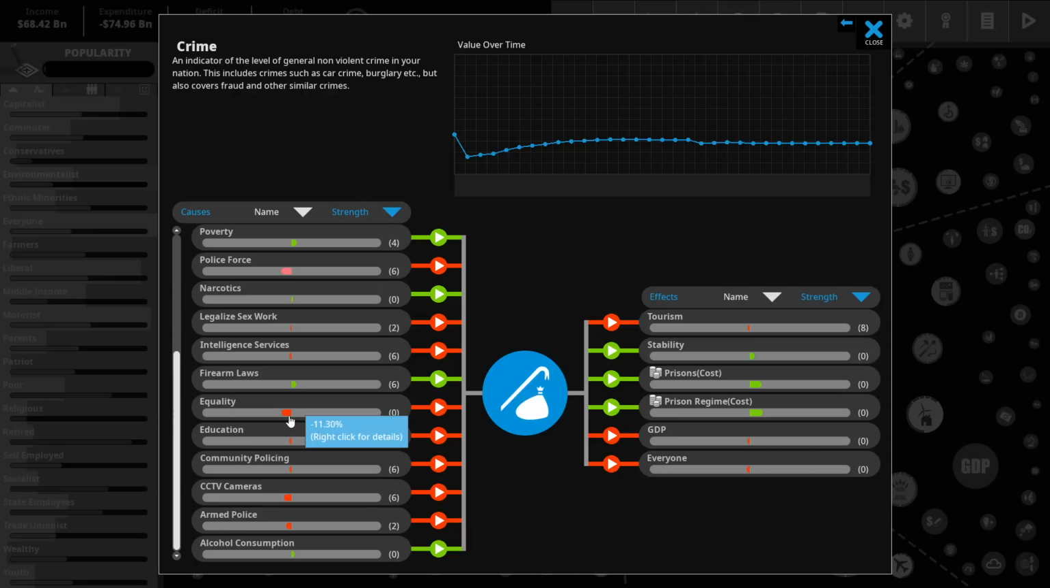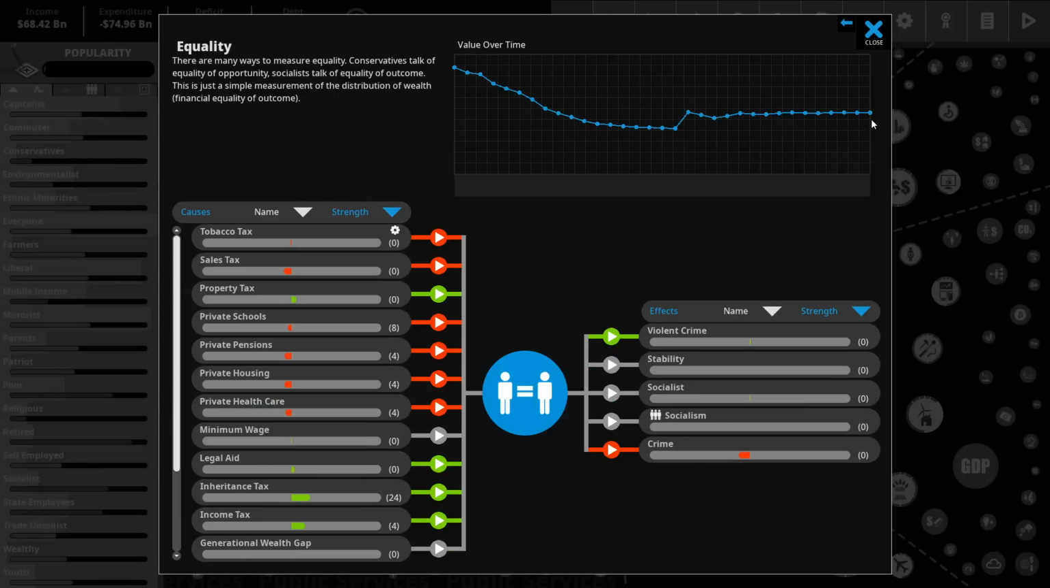Equality is currently bringing it... Oh, actually, we have a high degree of equality here. So this is bringing down crime, right? Presumably I have good equality. Well, it's not as good as it could be. I think the better our equality, the more it would bring down crime.